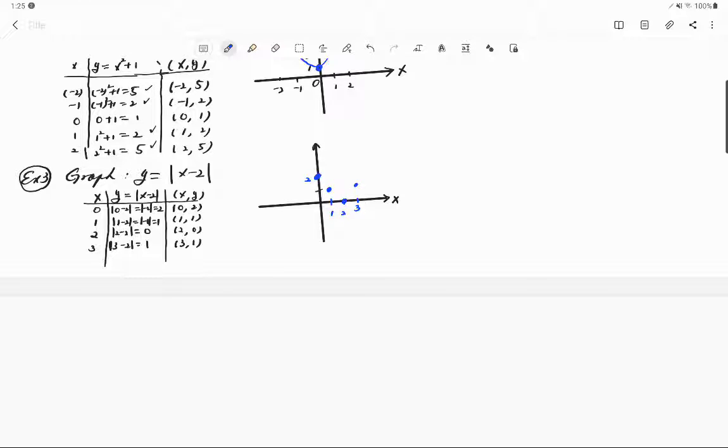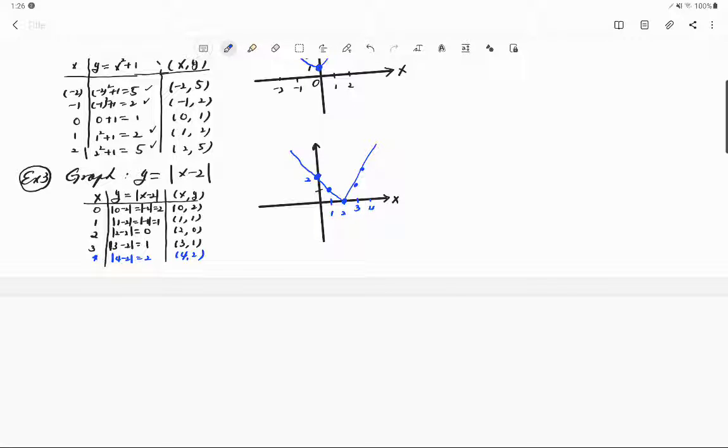Okay, let's find another point. When x equals 4, then 4 minus 2 equals 2, right? When x equals 4, then y is 2. It looks like it's a V shape, right? It looks like a V shape.